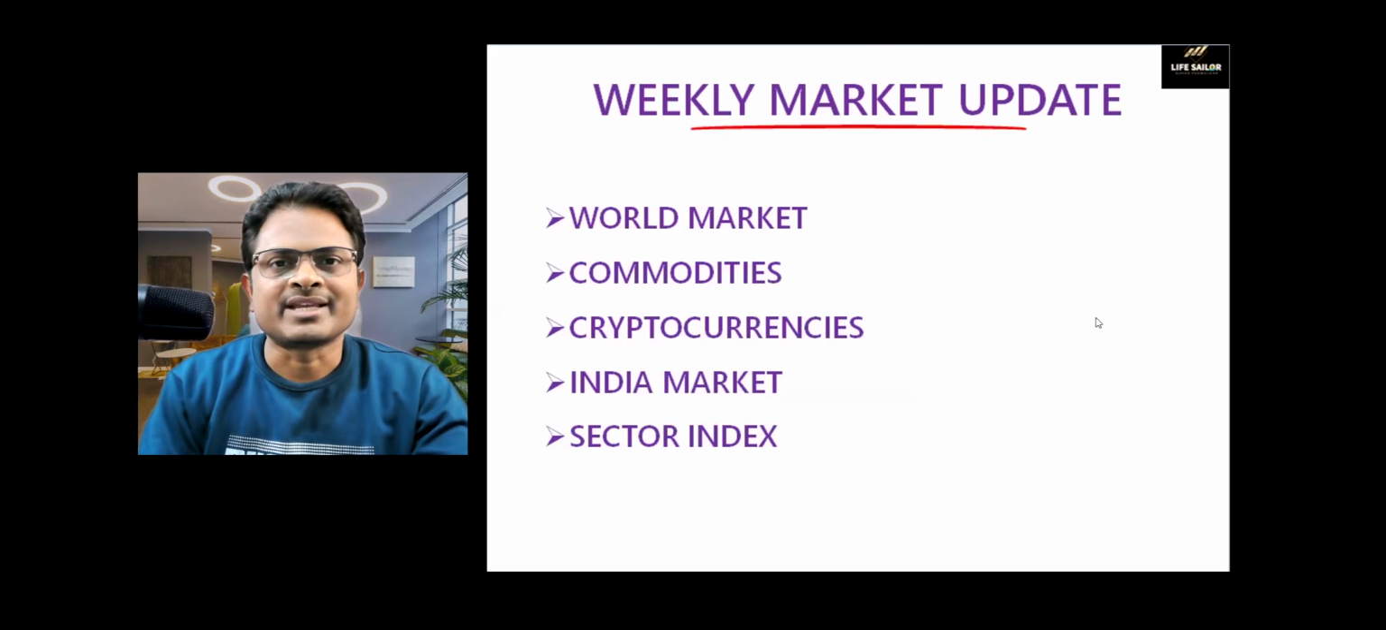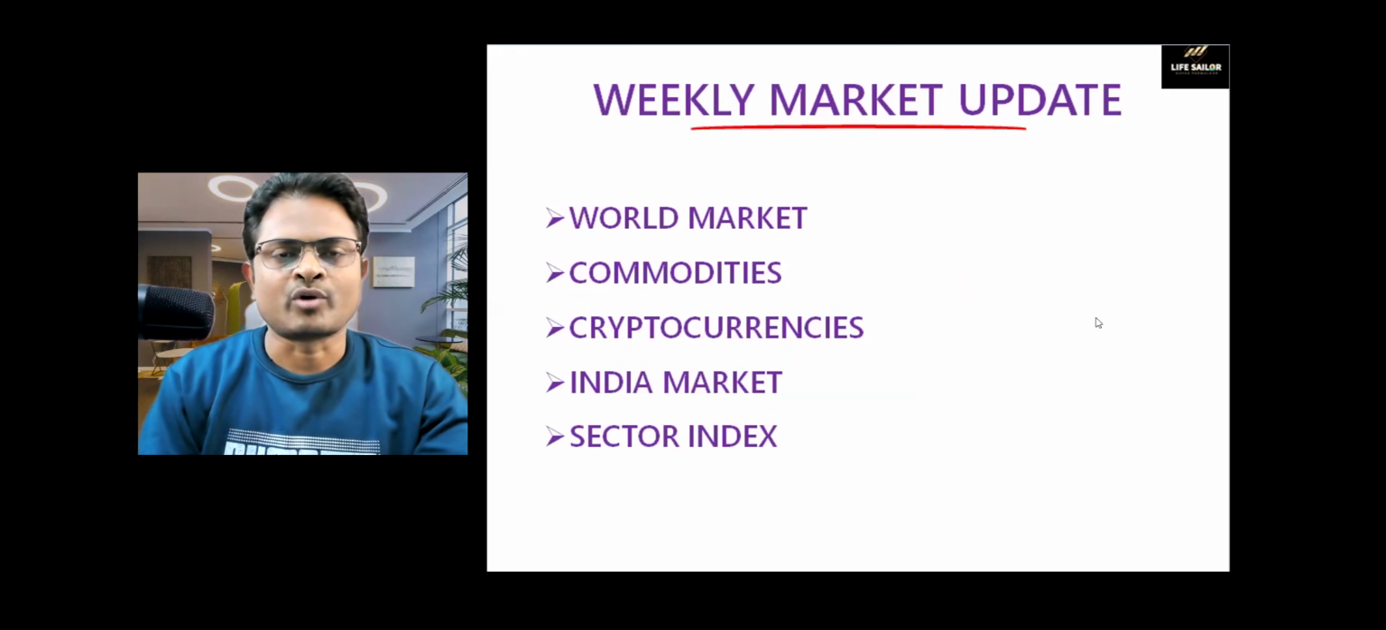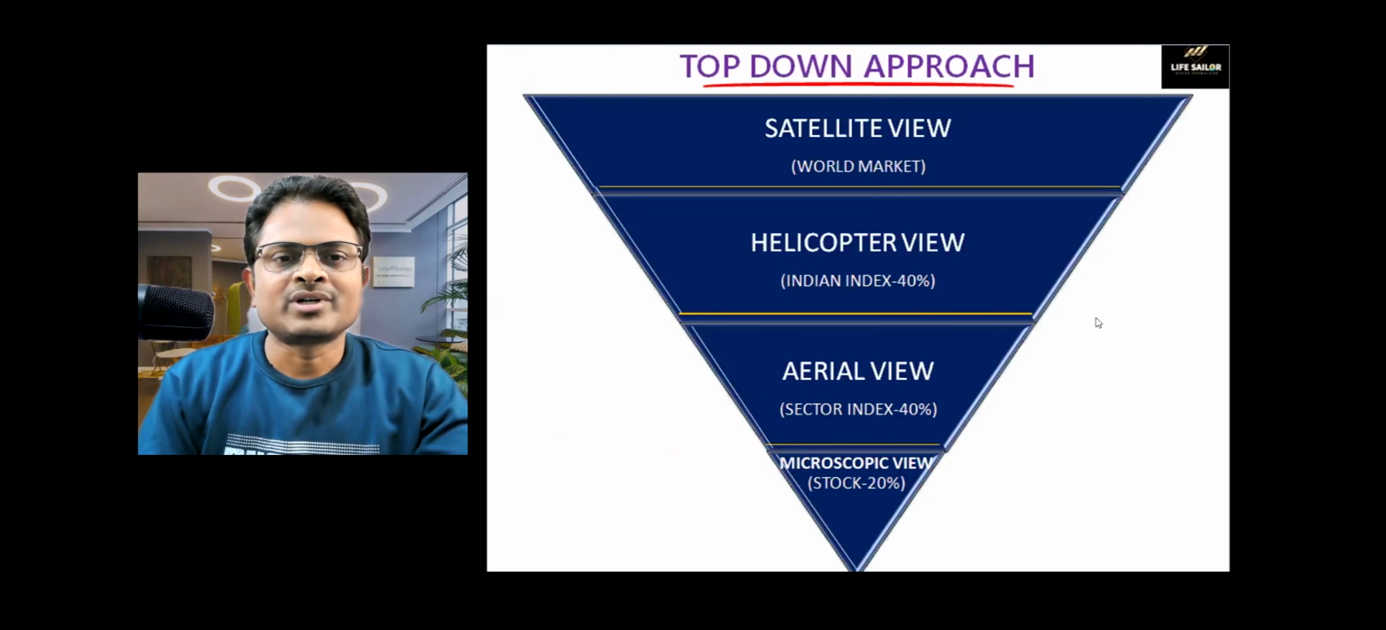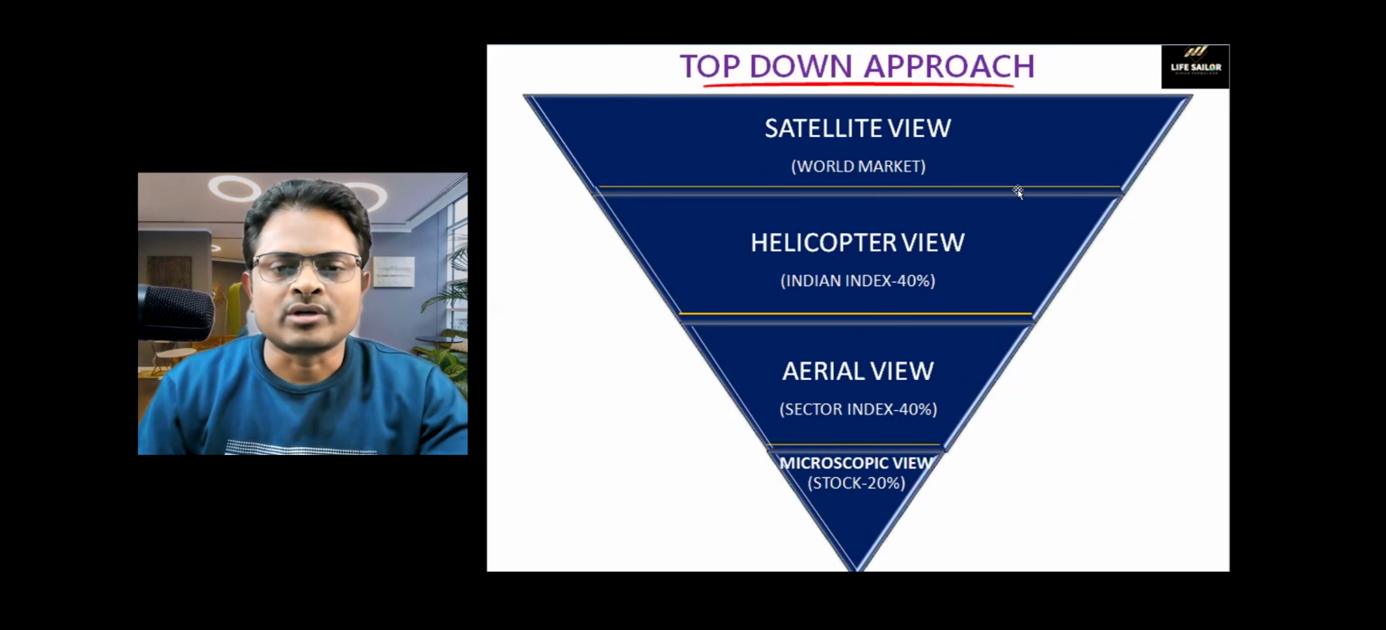Today we are going to see world markets, then commodities, cryptocurrencies, the Indian market, Indian indices like Nifty, Sensex, and then sectoral indices. And we'll try to pick the signals from our analysis. So this is what the top-down approach is. In the top-down approach, first of all, we are giving weightage to the global markets. So how exactly are global markets behaving? As shown on the screen, this is how the top-down approach looks.